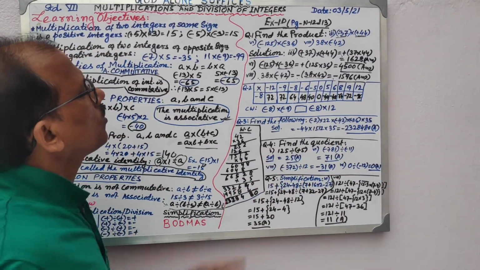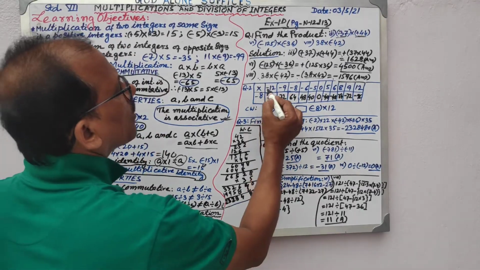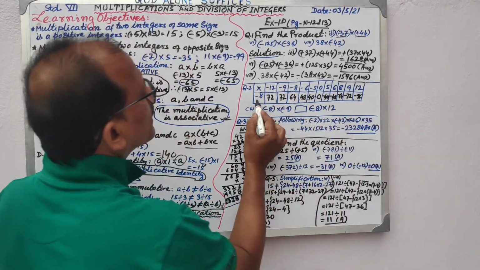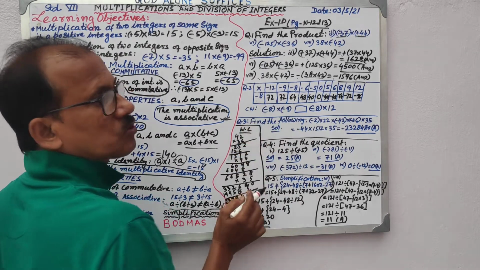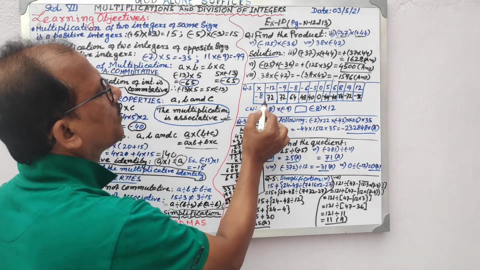Now we will move on to question number 2. Here all multiplications are given to you. Okay, minus 8 multiplied by minus 12. See, minus multiplied by minus will be plus.